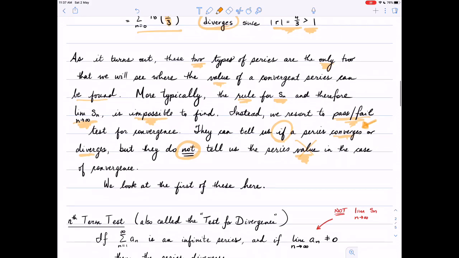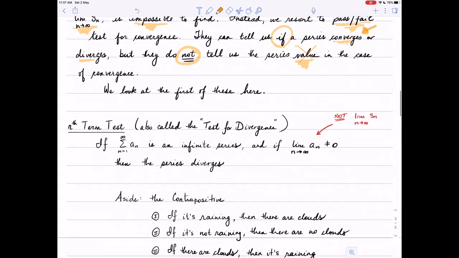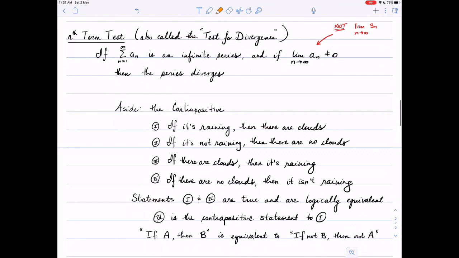So we're going to start here by looking at the first of these pass-fail tests, and that is called the nth term test. The nth term test, which is also sometimes called the test for divergence. And so here's the statement of the nth term test. If we have a series n equals 1 to infinity of a sub n, and if the limit as n goes to infinity of the nth term, right? A sub n is called the nth term, hence the name of this, the nth term test, is not equal to 0, then the series diverges.